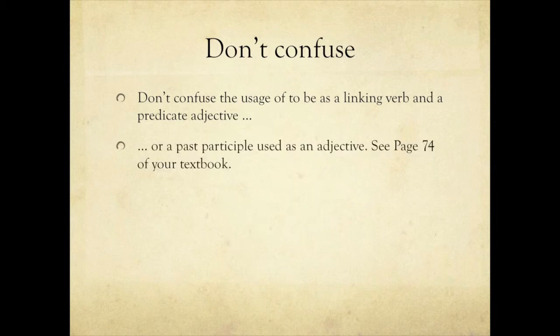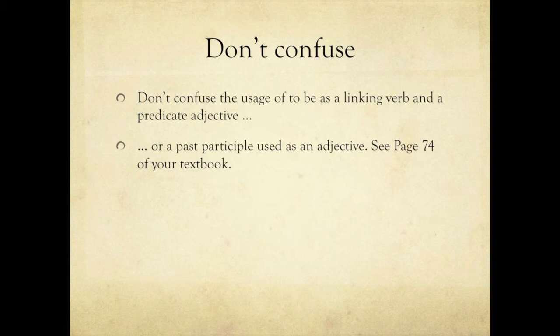So we don't want to confuse the usage of to be as a linking verb with a predicate adjective, or a past participle used as an adjective, as passive voice. Okay, I mentioned this exception earlier where I gave you the example of she is smart. That is not a passive voice sentence, because even though we have that usage of the verb to be, there's no by in there, right? There's nothing that we want to attribute any sort of action to.